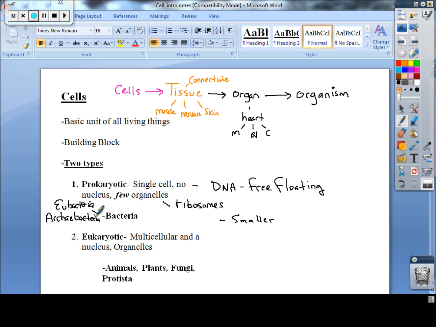It was their kingdom. They used to have 5 kingdoms. Now we have 6. They've taken Monera and separated it into eubacteria and archaebacteria.